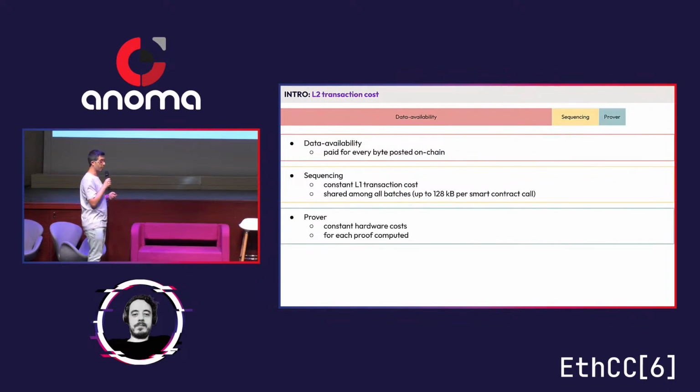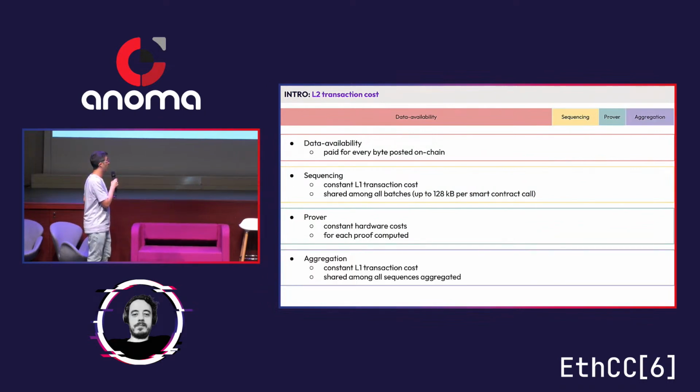The third one is the prover. The prover basically is a specialized hardware that you spin up on, well, normally in AWS. And then you take some time in order to compute a proof, and when you rent this specialized machine, it's a big machine, then it has a cost associated to it.